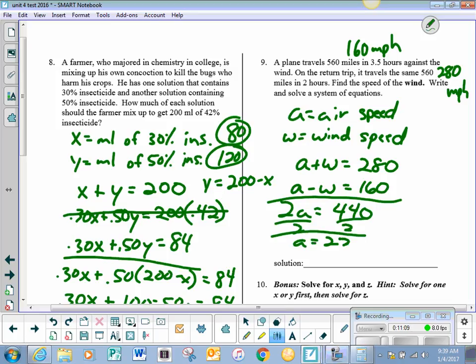But it doesn't ask for how fast the airspeed is. It asks you for the speed of the wind. And 220 plus what is 280? 60. So that's the speed of the wind, 60 miles per hour. If you have it pushing you, you go 280. If it's going against you, you go 160. All right, the bonus.